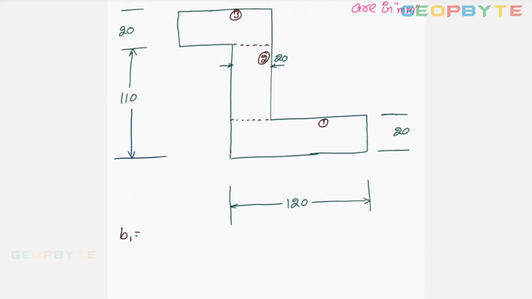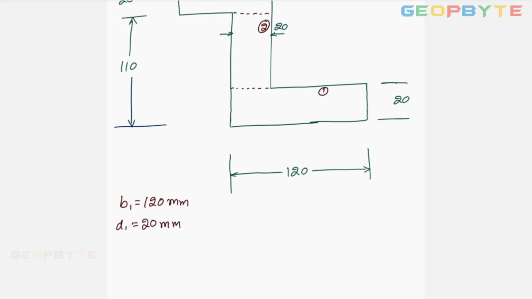B1, D1. B1 is the width for section 1, that is 120 mm, and D1 is the depth for section 1, 20 mm.